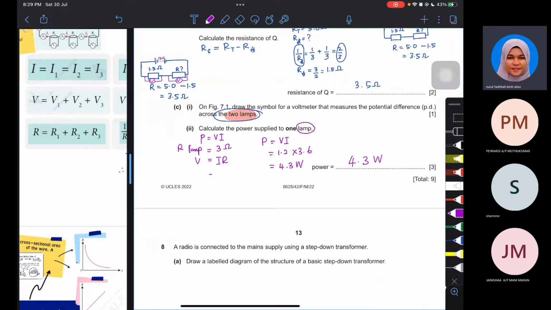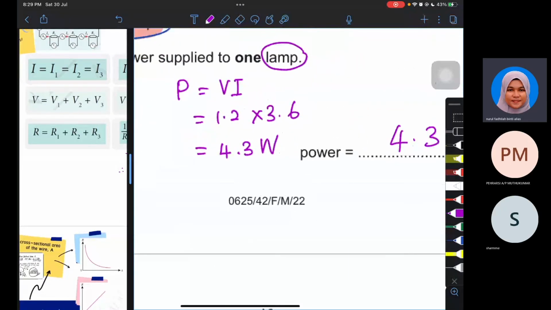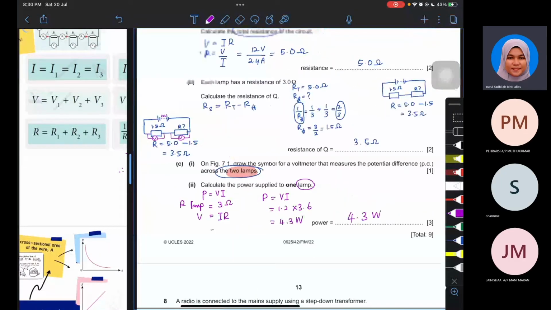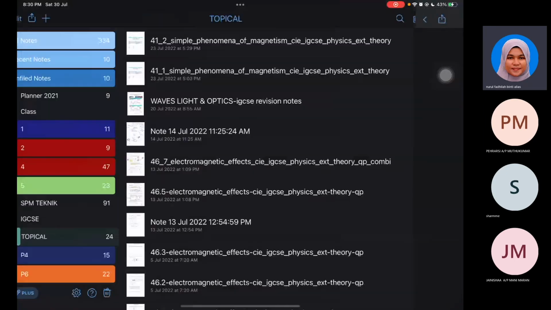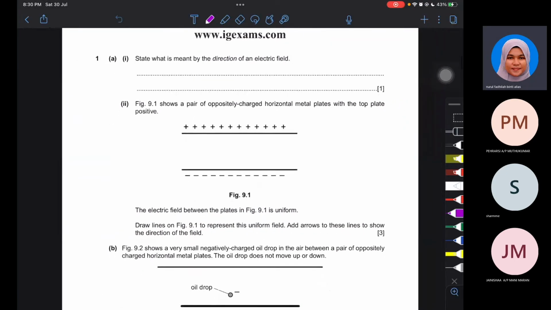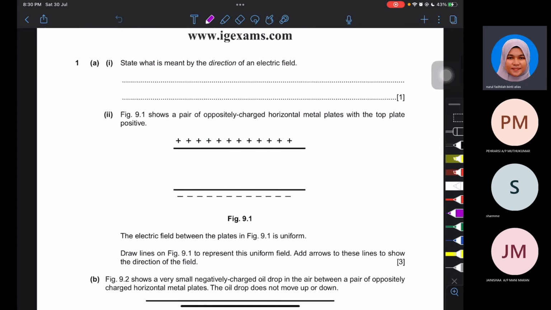Okay. So, untuk 2022 ni, ini sajalah soalan elektrik dia. Kita tengok lagi satu contoh soalan elektrik. Okay. Now, okay, ni electric field. State what is meant by the direction of electric field.